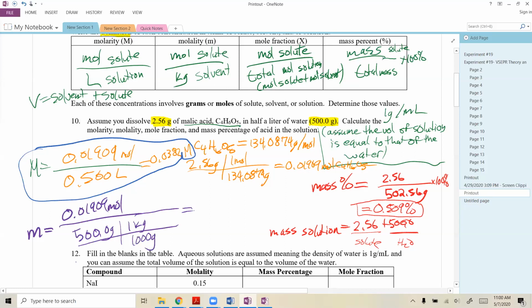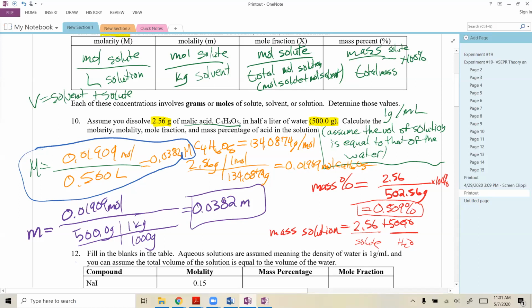And that's how we can get a molality. So what is our molality for this? It's going to be the same, right? This one's going to end up being the same as our molarity, which is not always the case.